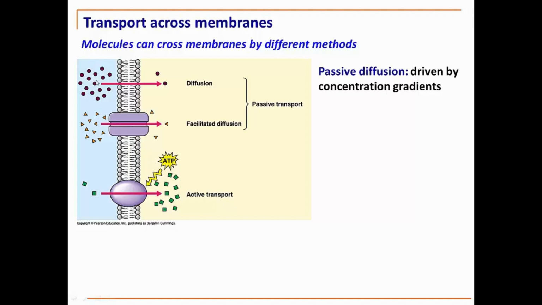So this lipid membrane is made of lipids. So if something is lipid soluble, it crosses really easily. If it's water soluble, it doesn't cross through passive diffusion very readily because water can't dissolve through a lipid membrane.